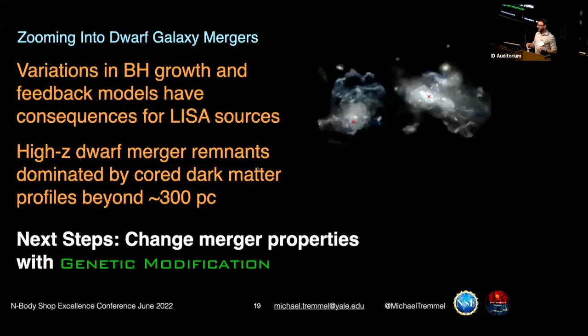Variations of black hole growth models affect and have consequences for what we predict about LISA sources. High redshift mergers have core dark matter profiles. And the next steps in this is using Andrew's awesome genetic modification code that he talked about a couple of days ago or yesterday, I don't even know, to change the properties of these mergers to see how the galaxy properties affect the merger dynamics in more interesting ways. So thanks for your time. I'll take questions.